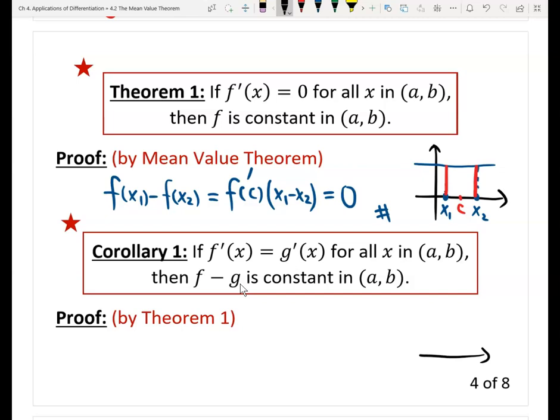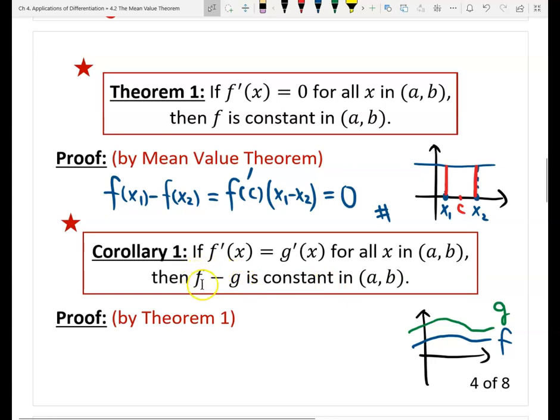Suppose we have this x, y. If this is f, where is g? Probably shifted up or shifted down, like this. This is g. It's parallel everywhere. Now let me show how to prove this. Of course, we can directly use Theorem 1. Why? Because the difference between the two functions is itself a function, and to see if a function is constant, all we need to check is that its derivative equals 0.